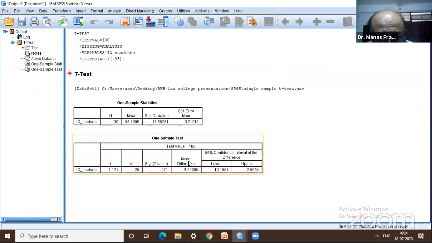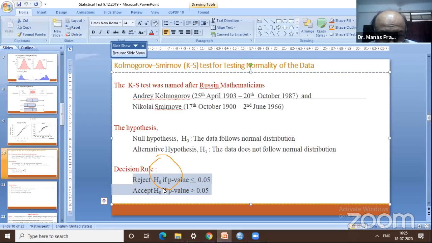So you see, what is the p value? This is the p value, 0.271. That means it is greater than 0.05. It falls in the second line of the decision rule: accept if the p value is greater than 0.05. So it is greater than 0.05.